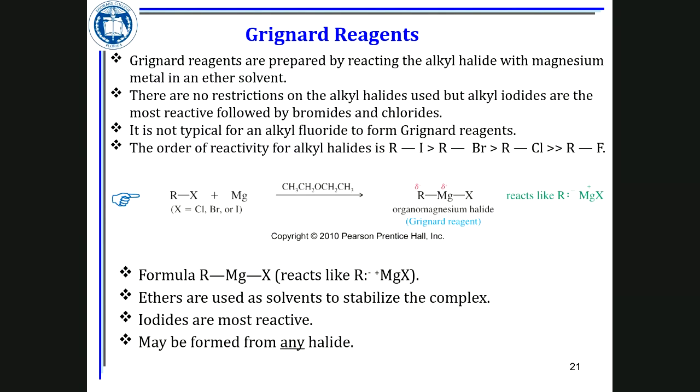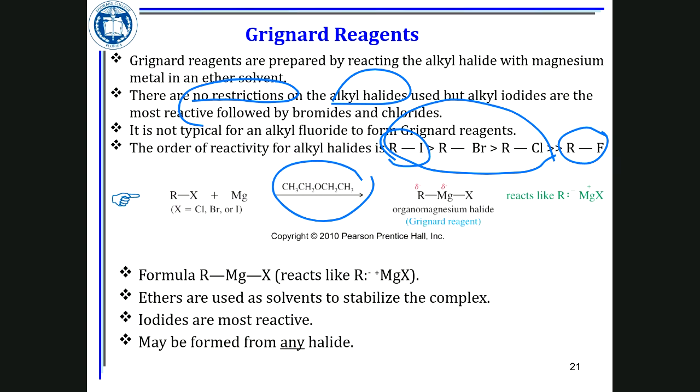So there is no restriction on the alkyl halide. The one that is most reactive is going to be alkyl iodide. This is not very good and is not used; we don't start with the fluoride, but any of these can be used definitely. The solvent must be ether, and the formula is RMgX. When you write RMgX, the carbon directly attached to magnesium is going to have a negative charge, and ether is going to stabilize it. Iodide is most reactive.